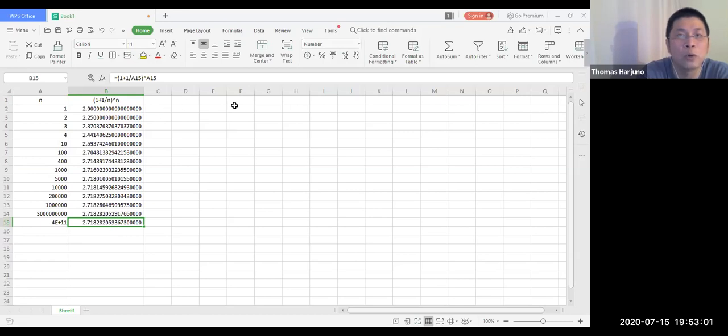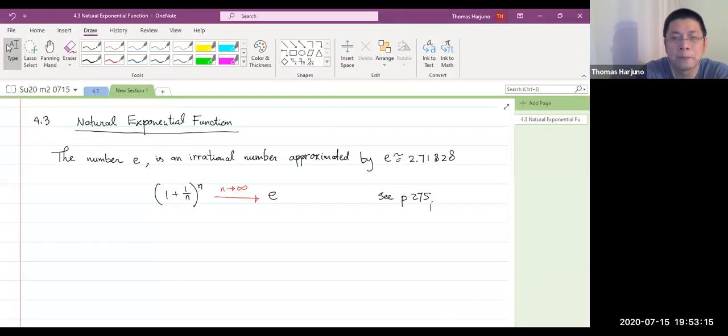Now, don't worry about this though. I just showed you an example of how to use Excel to do a simple computation for our approximation. Let me turn that off. Now, that's what that e means.